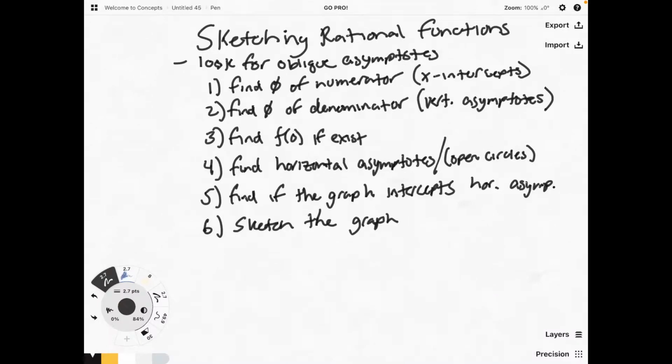Hello, today we will be looking at sketching graphs of rational functions. As always, we will go over a few tips and tricks that will allow us to simplify the problem, and then we will go into a few examples to test out what we've learned.